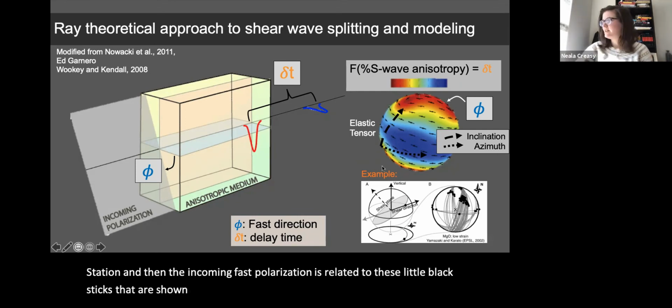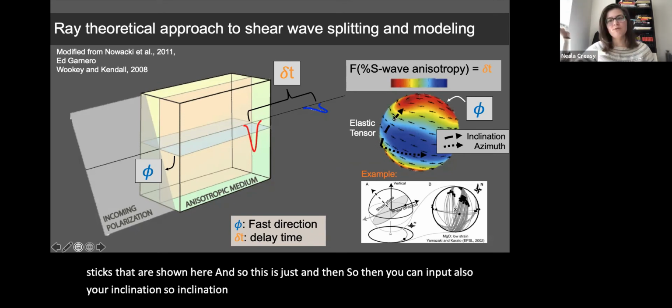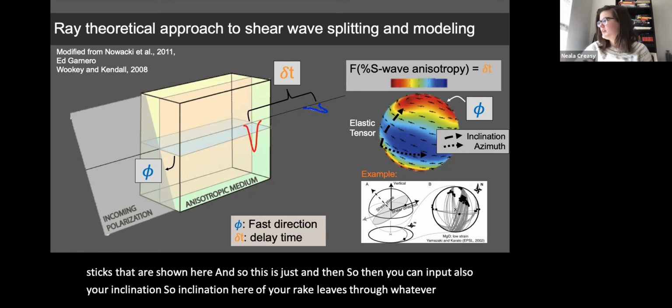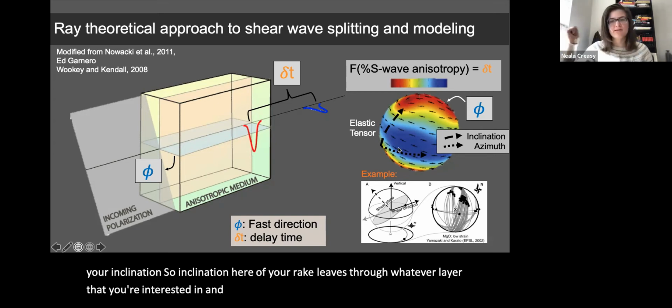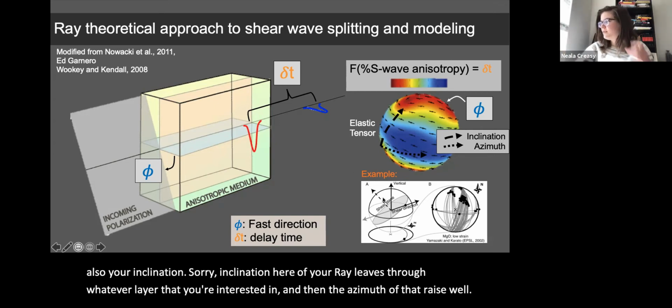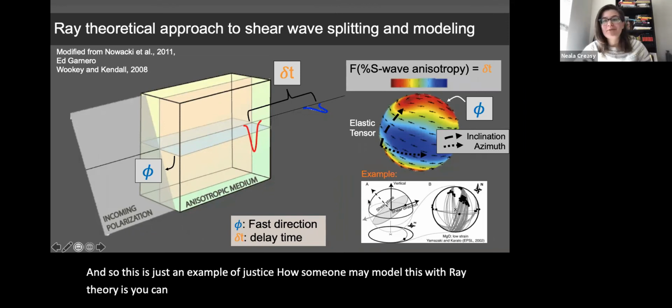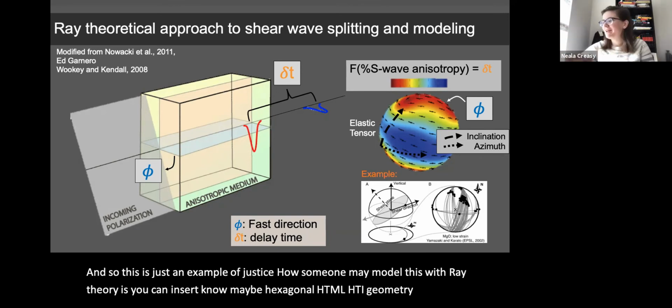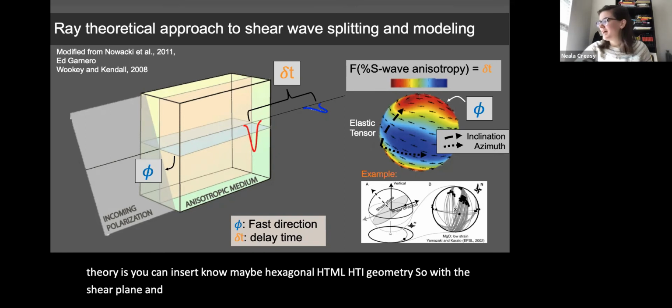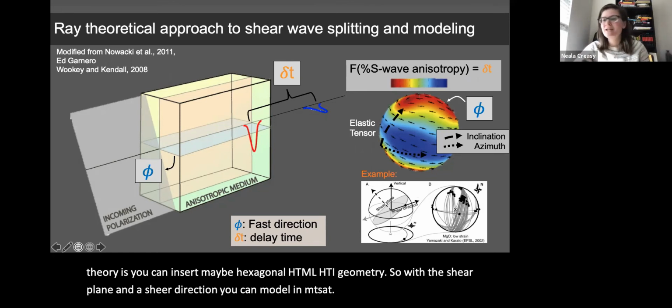And then you can also input your inclination of your ray through whatever layer you're interested in, and the azimuth of that ray as well. This is just an example of how someone may model this with ray theory: you can insert, maybe, a hexagonal HTI geometry. With a shear plane and a shear direction, you can model that in MSAT, and then produce predicted splitting and compare them to real data.